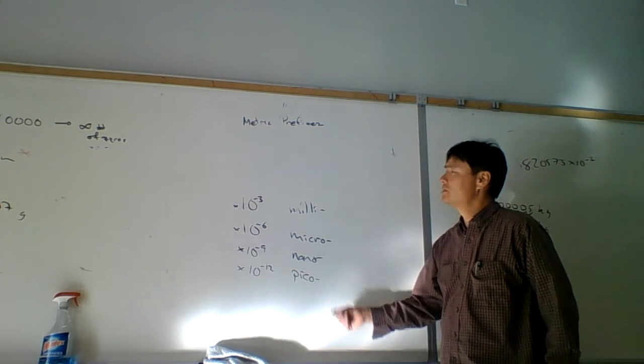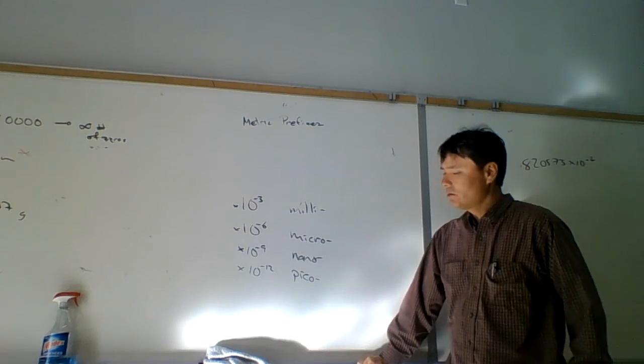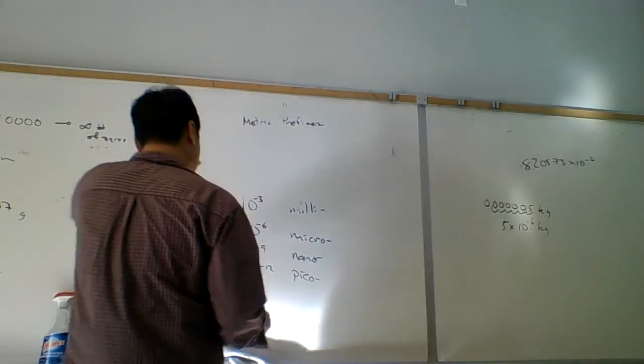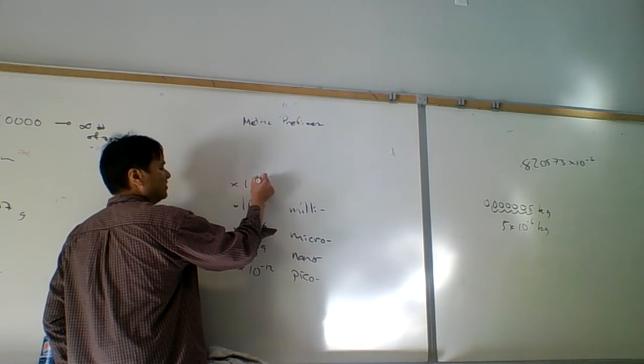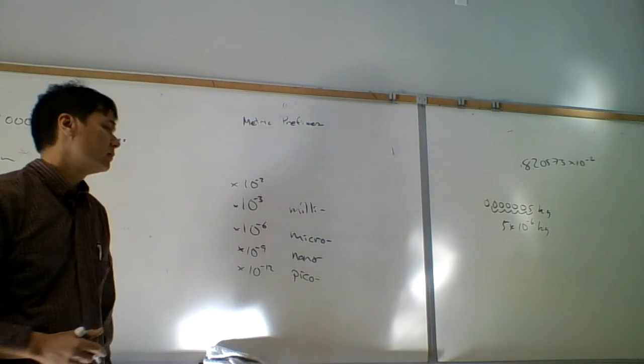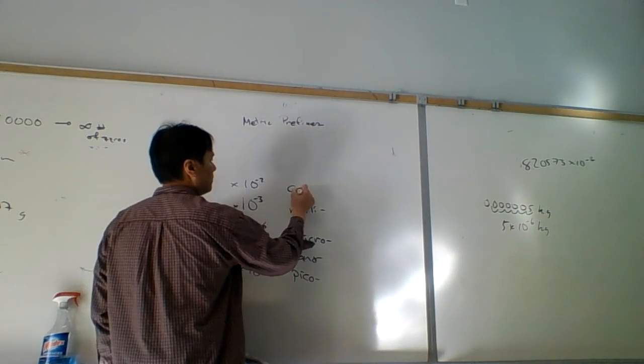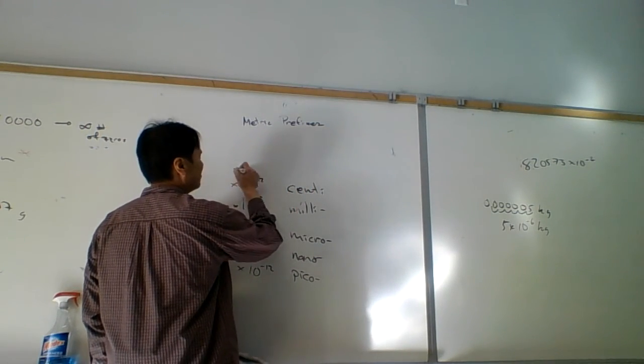We wouldn't even be able to see it. We could go the opposite, so we'll go down to pico, but we can go up. Actually, there's one that's an odd one, and that is times 10 to the minus 2, or 1/100th. It would be centi. And then we're going to go big.